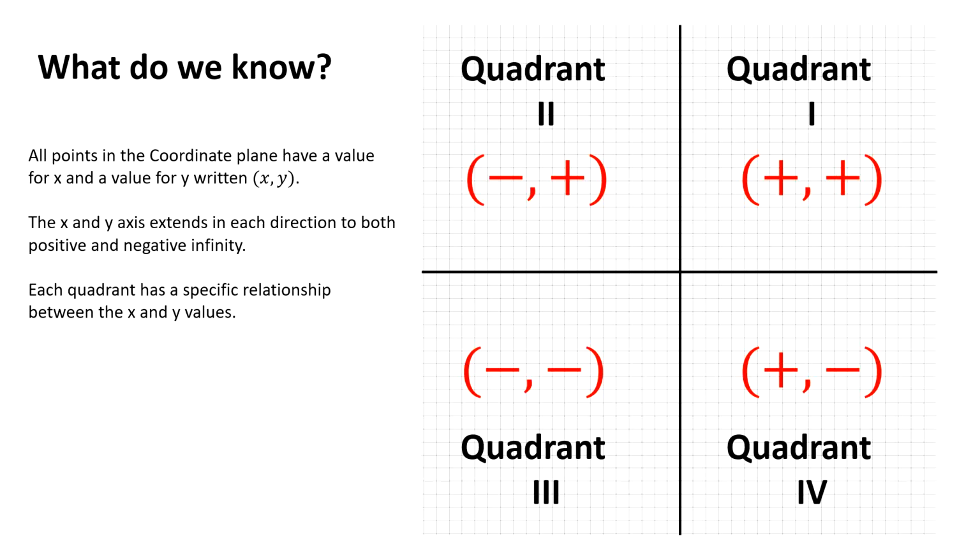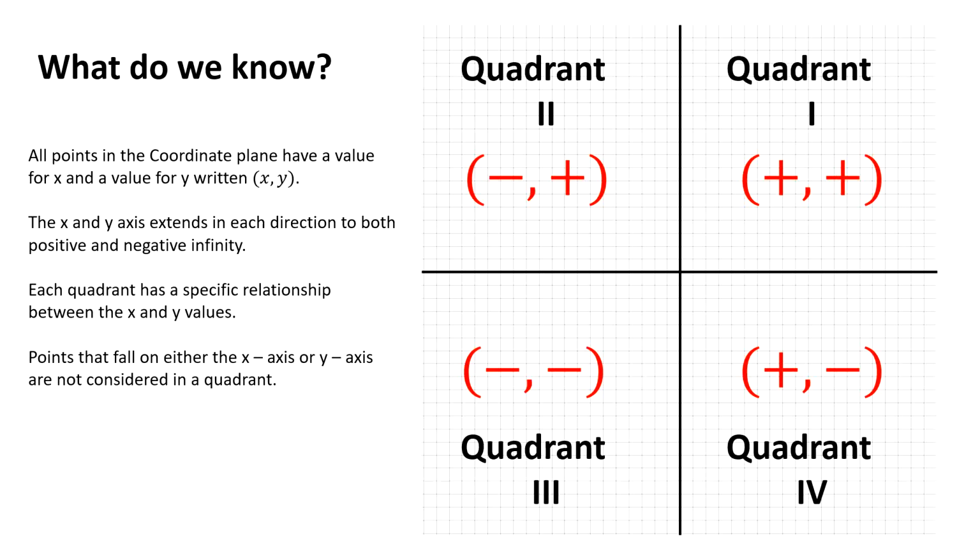The other quadrant, quadrant 3, both the values are negative. And then in quadrant 4, they flip and the x is positive and the y is negative because now we're on the right side of origin and the south side of origin. And then points that fall on either the x or y axis, they're not considered in a quadrant.